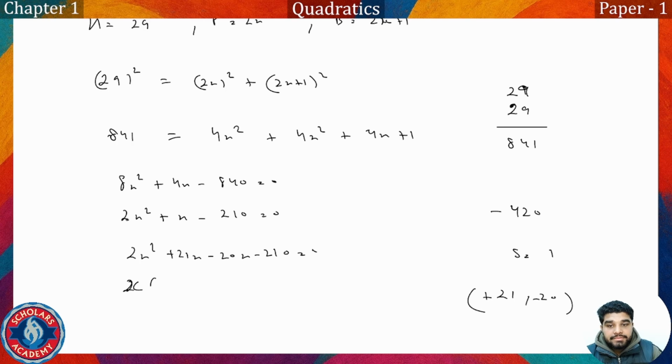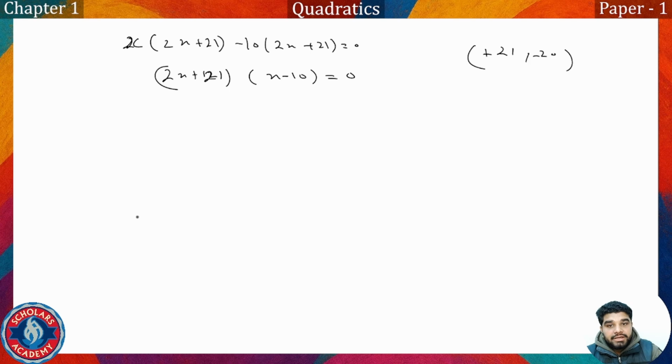Taking x common, 2x plus 21, and taking negative 10 common, we get 2x plus 21 is equal to 0. So 2x plus 21 and x minus 10 is equal to 0. So from here we get x is equal to negative 21 by 2 or x is equal to 10. These are the two values of x.